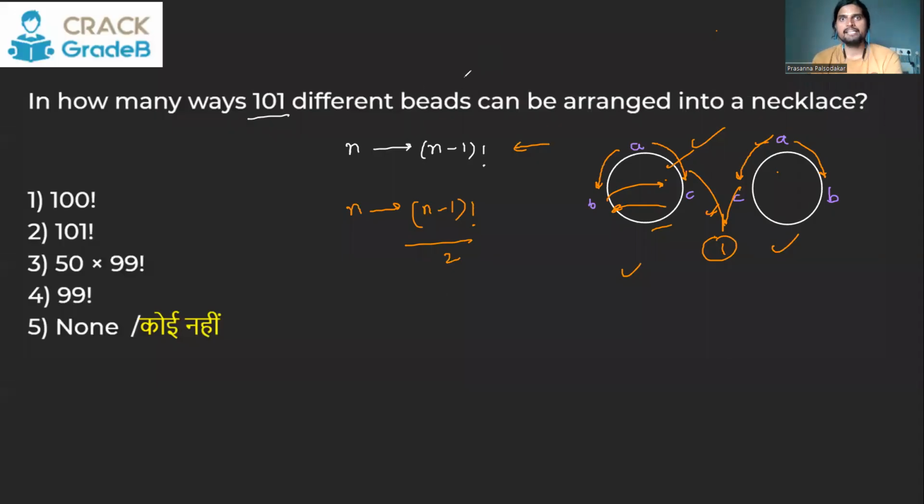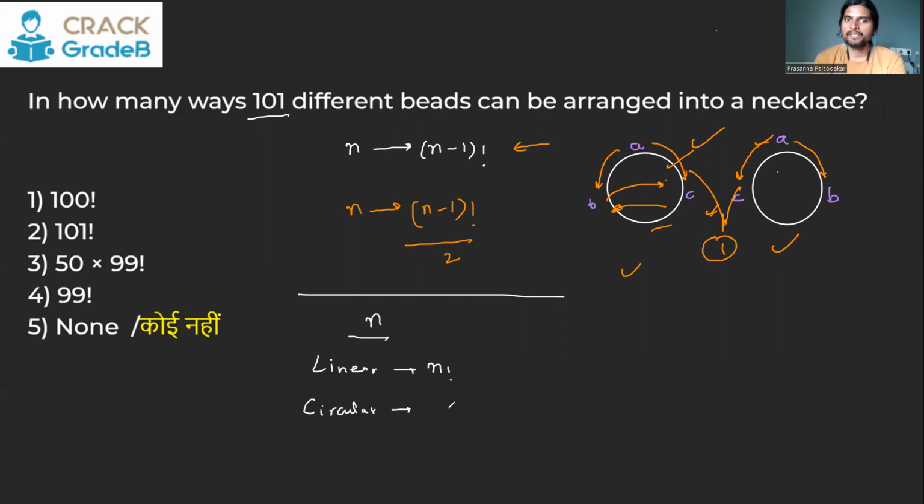So let's once again revise. If there are n objects or n different articles, if you want to arrange them linearly, then there will be n factorial ways. If you want to make a circular arrangement, then there will be n minus 1 factorial number of ways. But if you want to make a garland or necklace, this we call the garland arrangement, then there will be n minus 1 factorial upon 2. So if you understand it, very good.